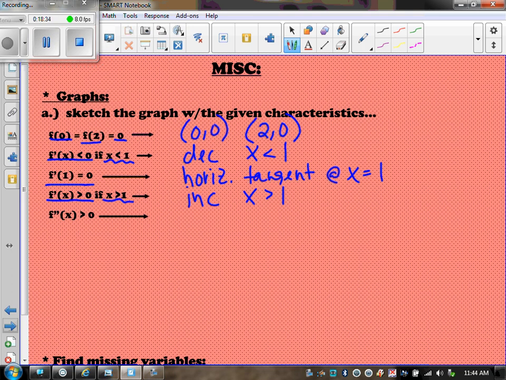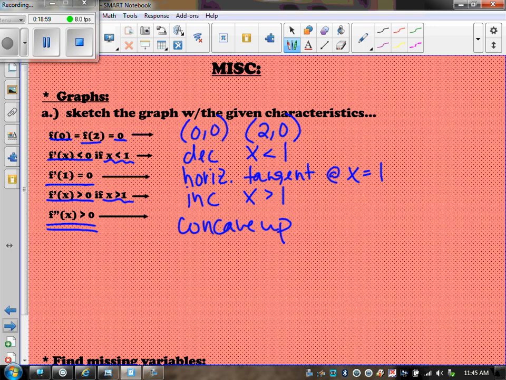Okay? The last thing I need is for my second derivative to be positive. What does it mean for my second derivative to be positive? My second derivative is positive. Second derivative tells us concavity. So if I'm positive, then that means I'm concave up. And it doesn't give me a specific time, so it looks like I'm concave up everywhere.